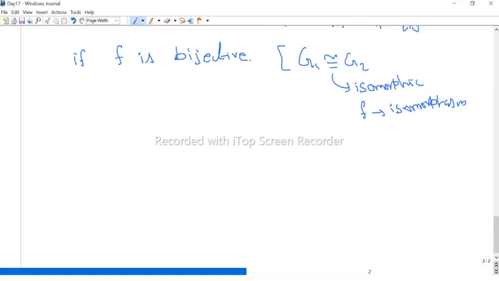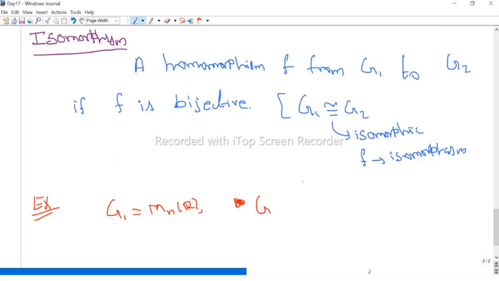Now we discuss an example of isomorphism. If we take the same example, suppose G1 is the set of all n by n matrices over R, and take another group G2. Check whether it is a homomorphism also, sir. Yes. If it is given that it is a homomorphism, no need to check. But if it is not given, you have to check homomorphism first, and then check whether it is bijective or not.